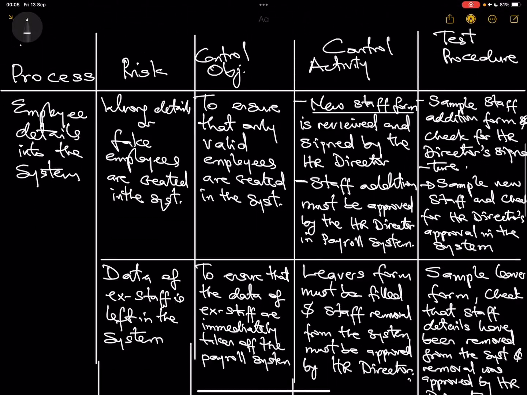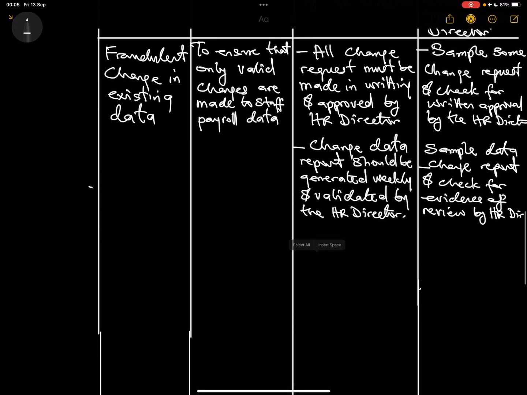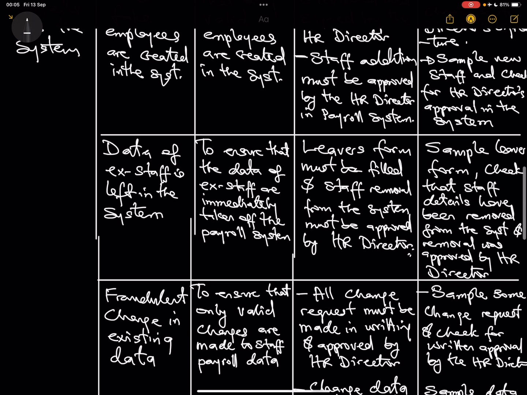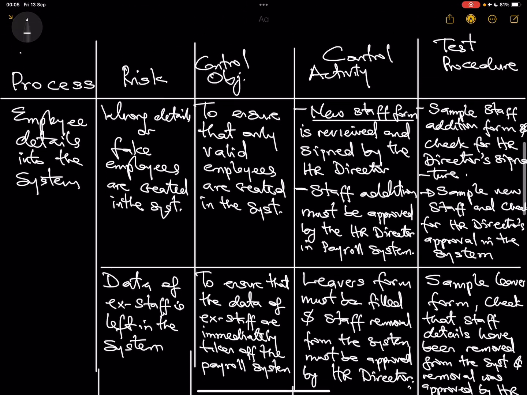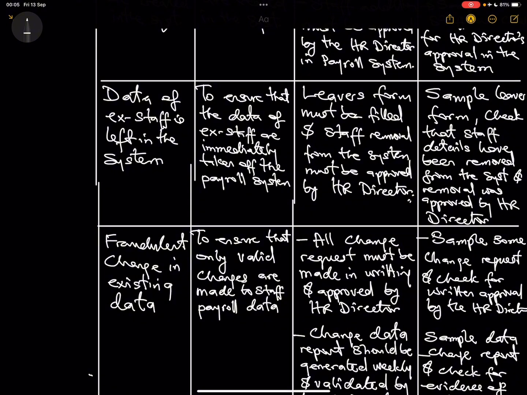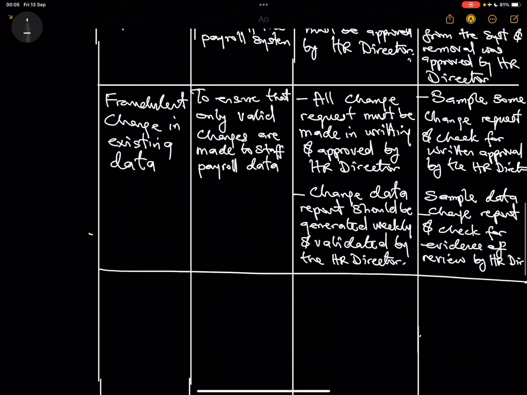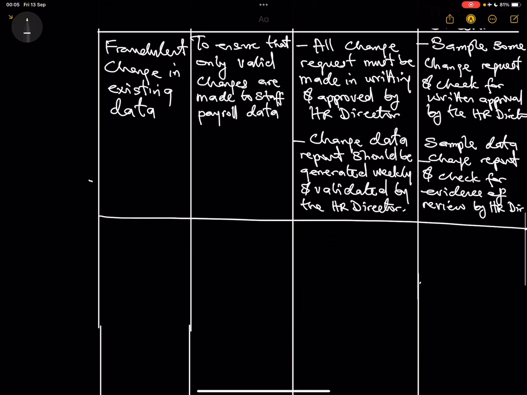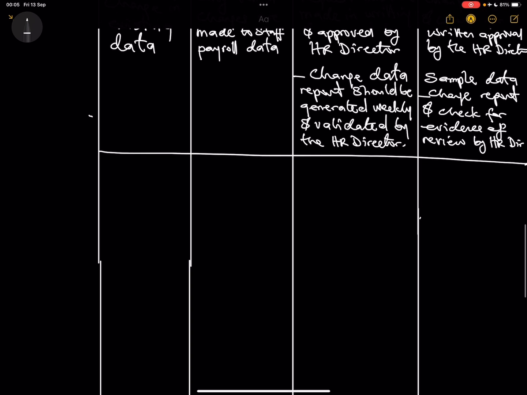A lot of things can go wrong. We identified 3 different things that can go wrong. The first one is that we're putting wrong data into the system, or the data we're putting in the system does not belong to a valid employee, maybe a fake employee. Likewise, the data of ex-staff can be left in the system, or the fraudulent change of payroll data is also inevitable. So we need to put controls in place to ensure all of that does not crystallize.